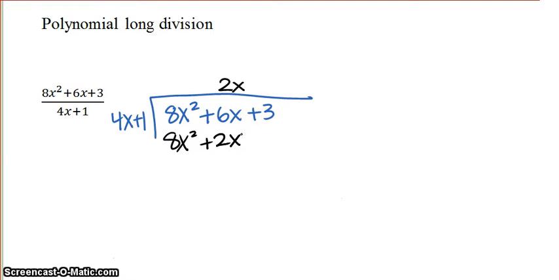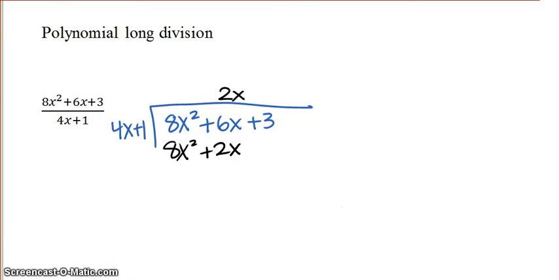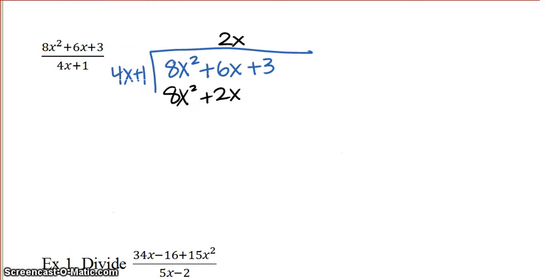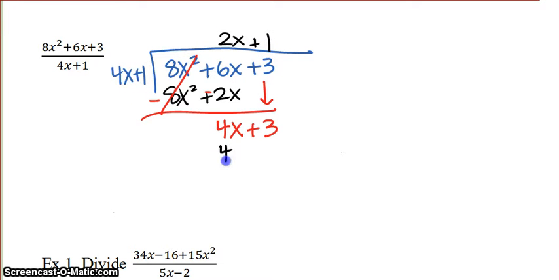Once we have this, if you look back up here, we would subtract every time. So that's the same thing we're going to have to do here. We're going to have to subtract, but when we're subtracting, we have to distribute the negative, so those are both going to be changed to negative. Then 8x squared minus 8x squared is canceled out, and 6x minus 2x is 4x. So that's going to bring down that plus 3. Now I need to think, what times 4x is 4x? Hopefully you're saying, Miss Robinson, that's 1, so I'm going to put plus 1. 1 times 4x is 4x.